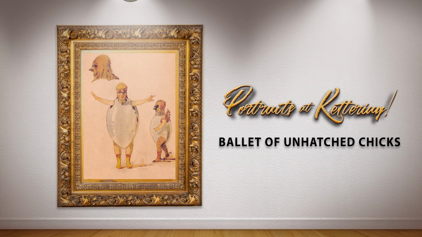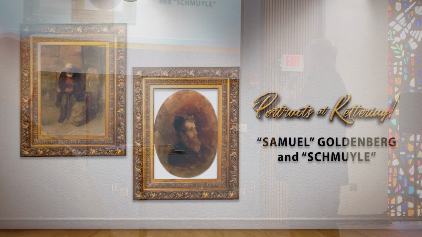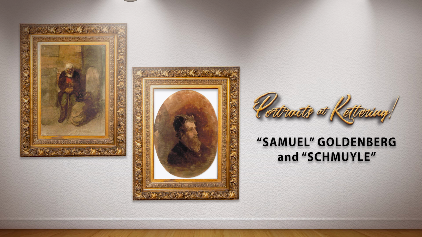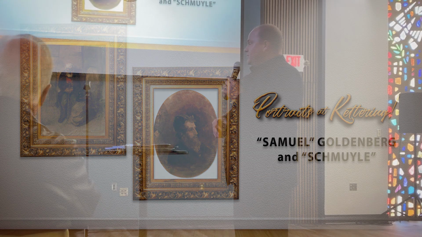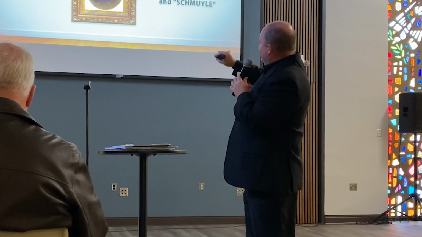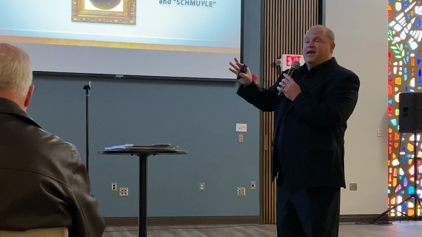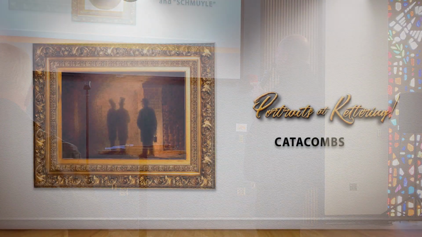So here are the paintings that still exist. The Ballet of the Unhatched Chicks. These 2 are the ones that Mussorgsky owned, that Viktor gave Mussorgsky. They're actually titled The Poor Jew and The Rich Jew, and that's their names. That was combined into one movement. So those 2 paintings make up one movement.